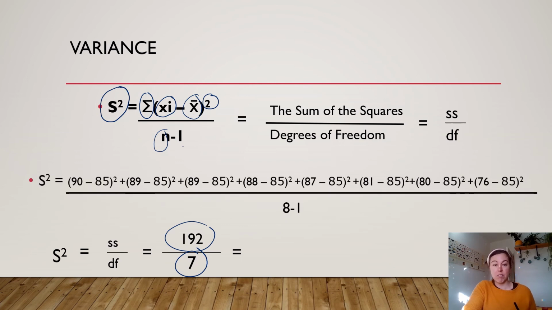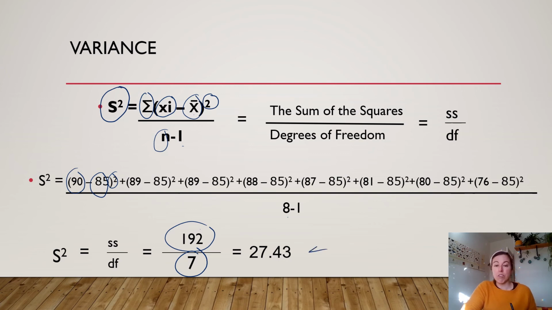So same as this. We took each of our points, subtracted the mean, squared it, added them all up, right? 90 minus 85 was 5, we squared it to 25. We added these all up, we got 192, 8 minus 1 is 7. So again, if you want to pause the video and find the variance all on your own, you can. But 27.43 is what our variance is.